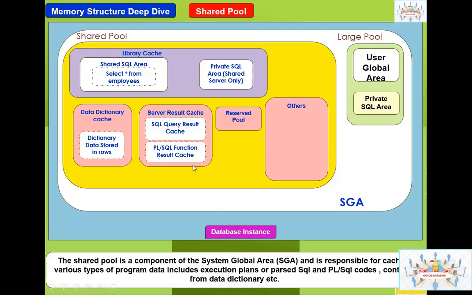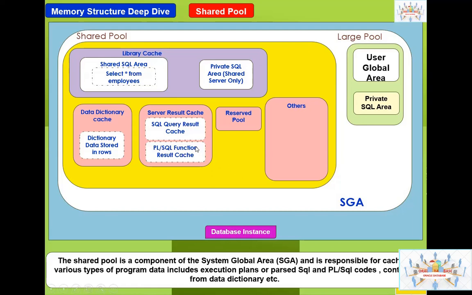In the server results cache, we have two components: the SQL query results cache and the PL/SQL function results cache. We will discuss this in detail later; for the time being, I just give you the definition. The result caches are very important because, let's say when Oracle executes a select query, there is output that comes. If it can keep that output in the cache, in memory within the shared pool, the results cache is a component inside the shared pool.